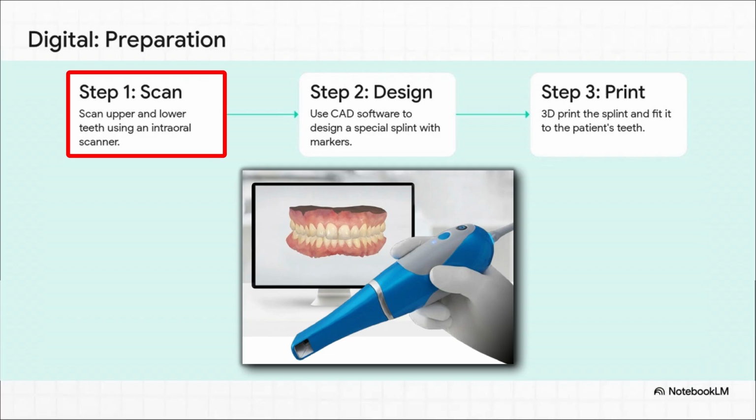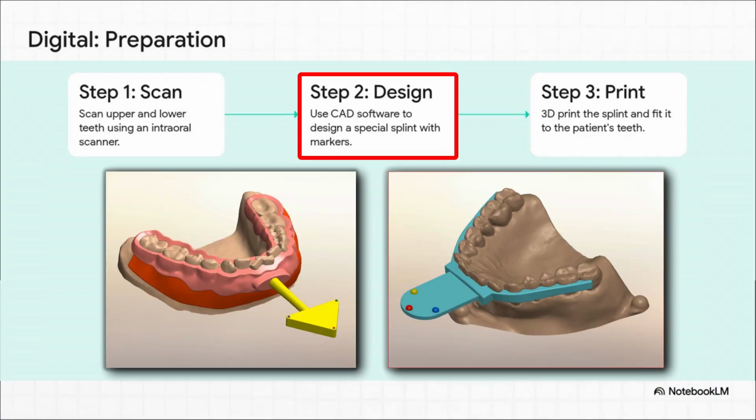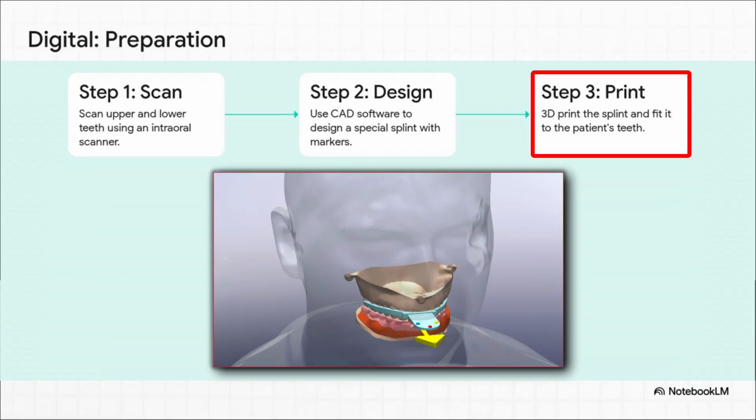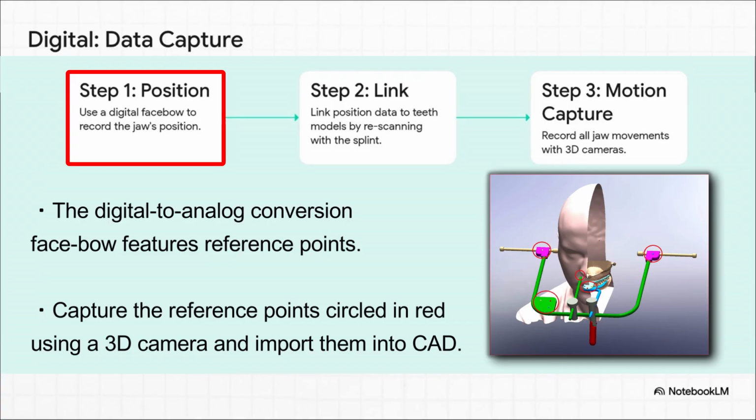The whole process kicks off with some prep work. First, a cool little device called an intraoral scanner zips around the mouth and creates these super precise 3D models of the teeth. Then, using CAD software, a special splint is designed. You can think of it like a custom-fit mouthguard, but with these little markers on it. That splint gets 3D printed and fitted onto the patient's teeth, and just like that, the stage is set for what comes next.